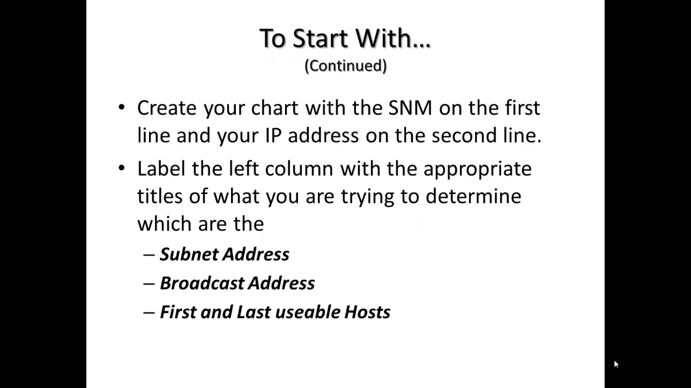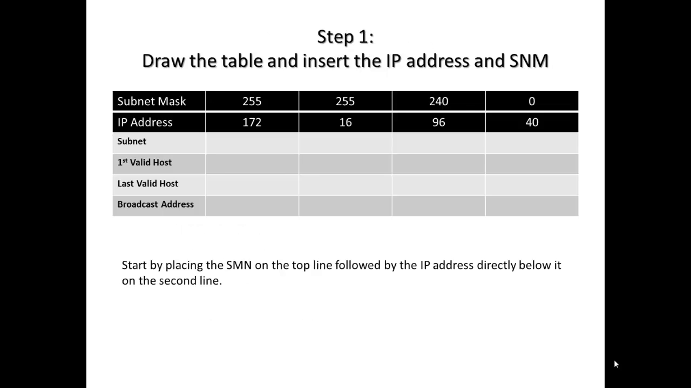Next, we create a chart with our subnet mask on the first line and our IP address on the second line. In the left-hand column, we fill in where we'd like to have our subnet address, our broadcast address, and our first and last usable host ranges. Here is our chart with the subnet mask on the top line followed by the IP address below that.